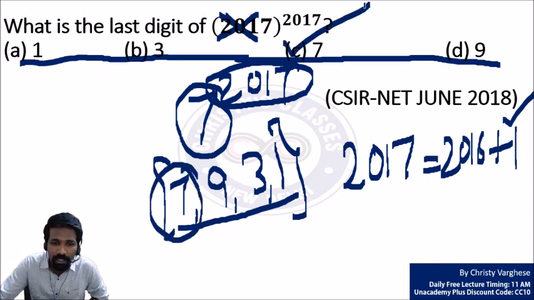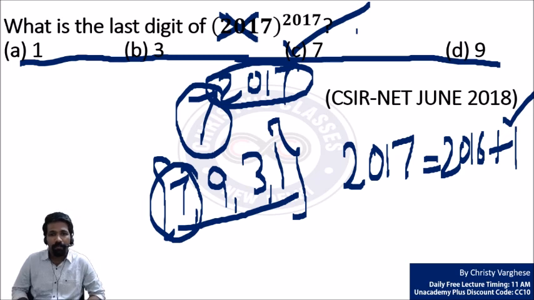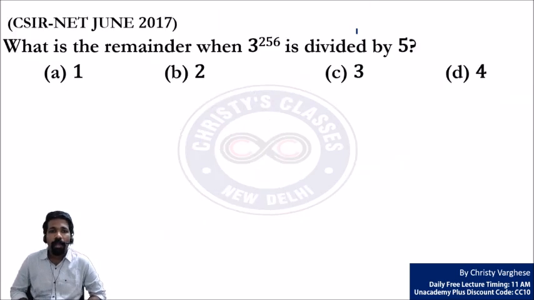So option C is the answer here. Very simple question if you know this theory. If you don't know this theory, this is going to be a very confusing question also. So now let's go for another question.